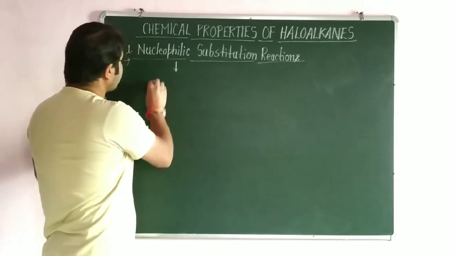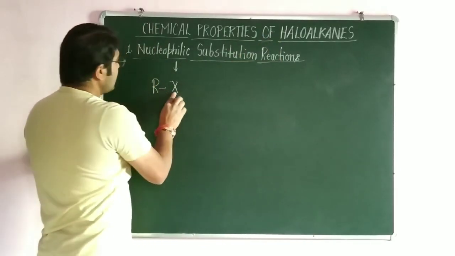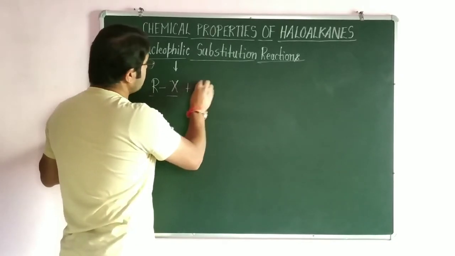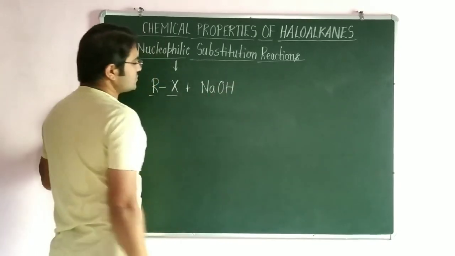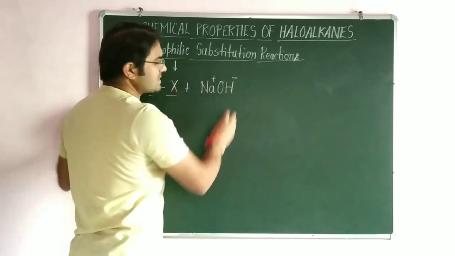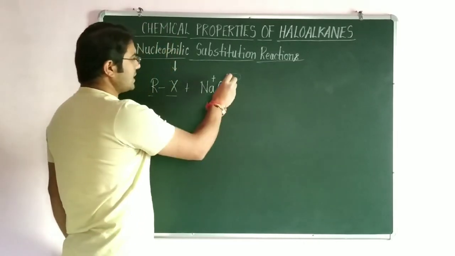So when R-X, that is the formula for haloalkane, is treated with a reagent like NaOH, in this sodium hydroxide, Na is the positive part and OH is the negative part. So the negatively charged species is known as nucleophile.